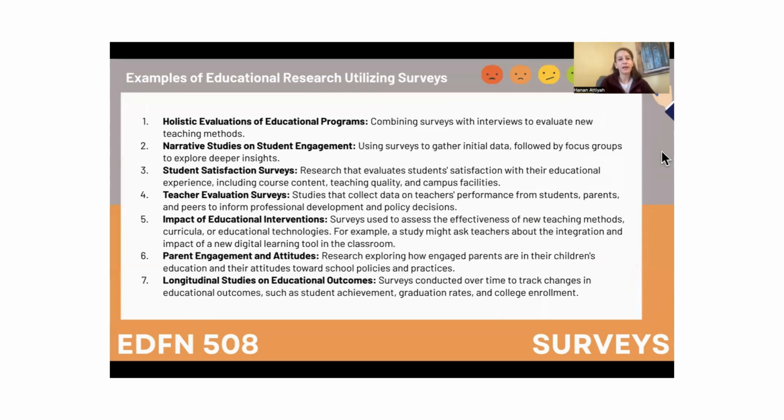Here you have the educational research utilizing surveys. For example, holistic evaluations are things we see when we do surveys, narrative study surveys, student satisfaction, teacher evaluation, impact of educational interventions, parent engagement, and longitudinal studies on educational outcomes.